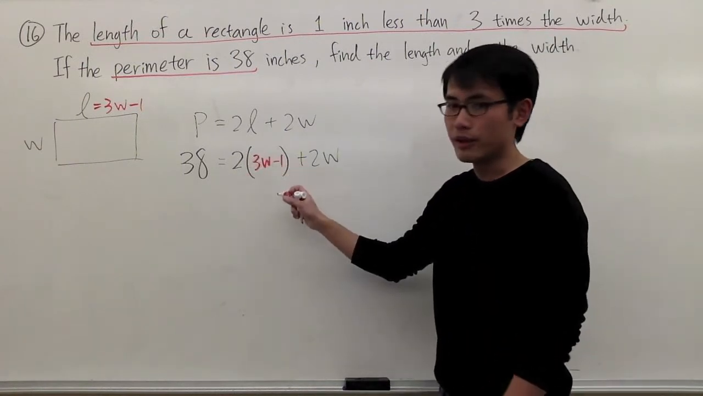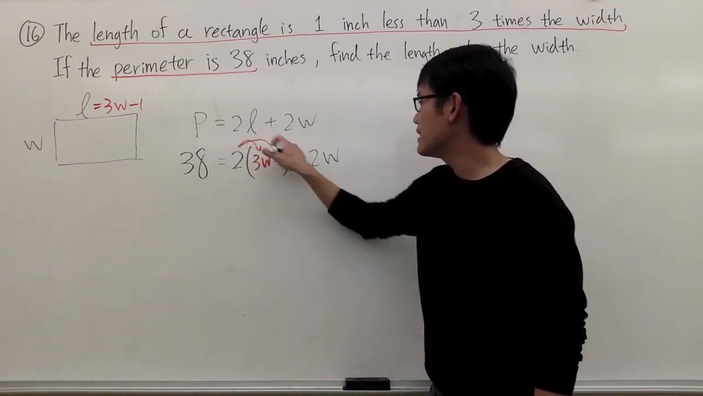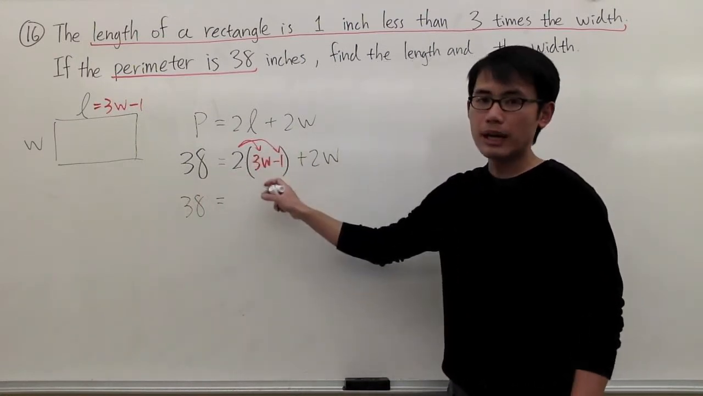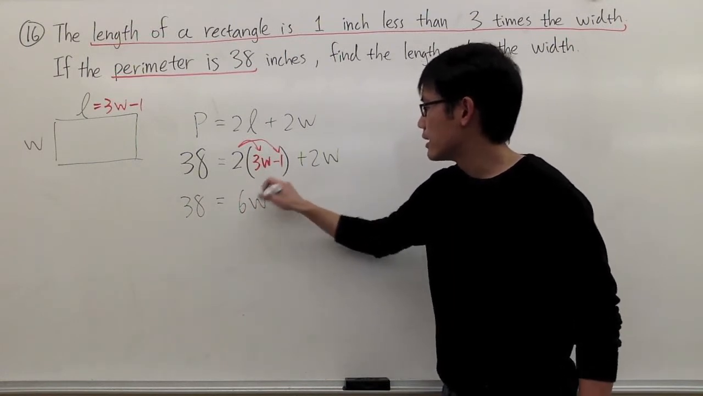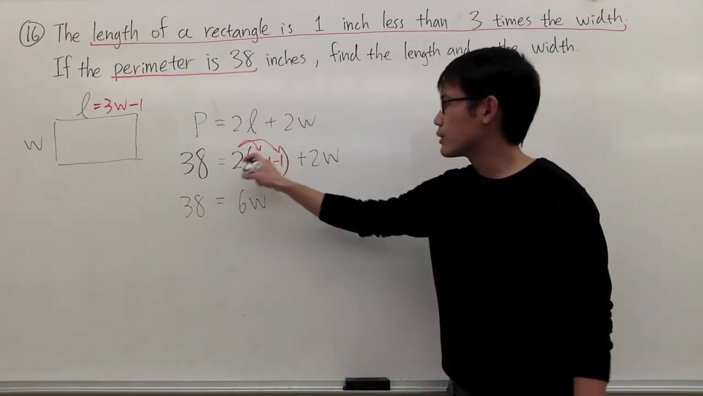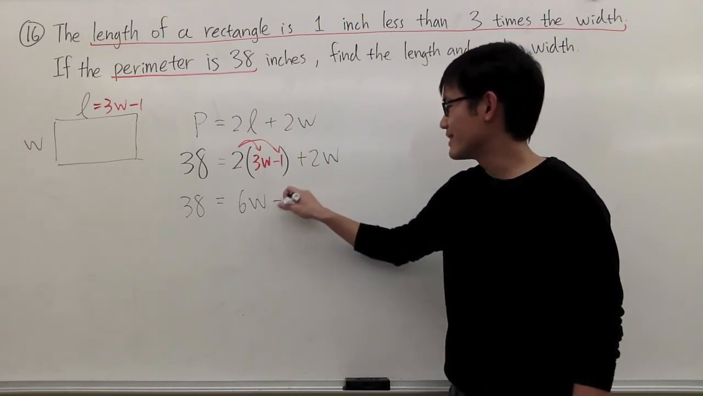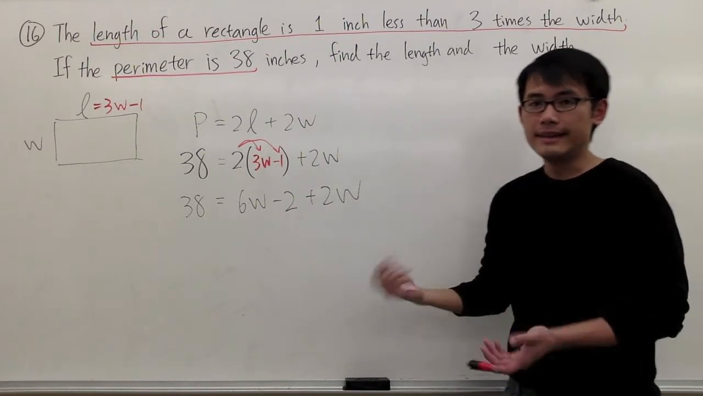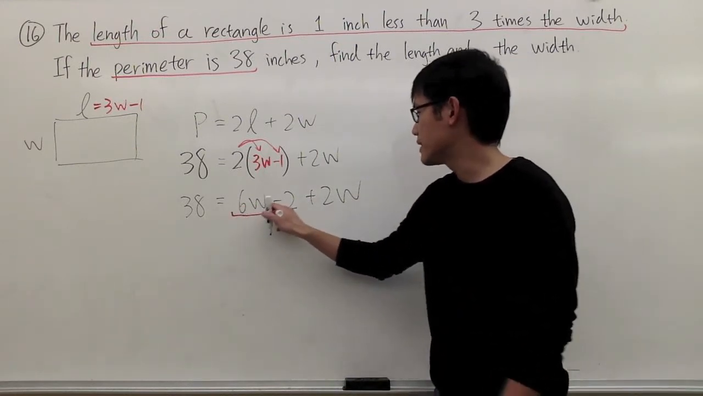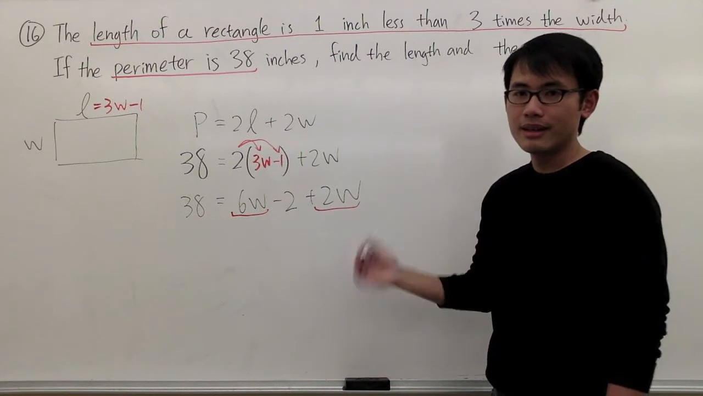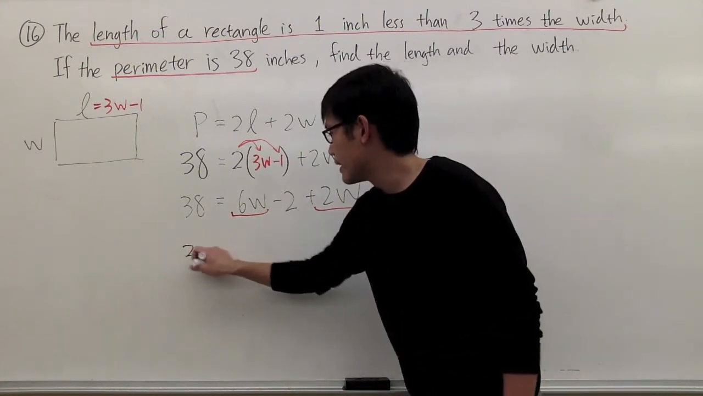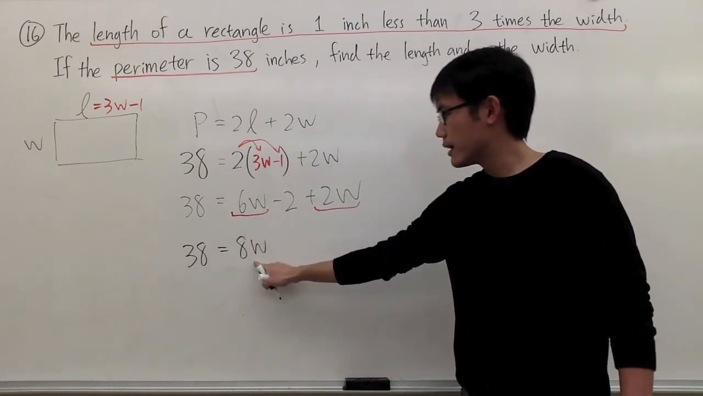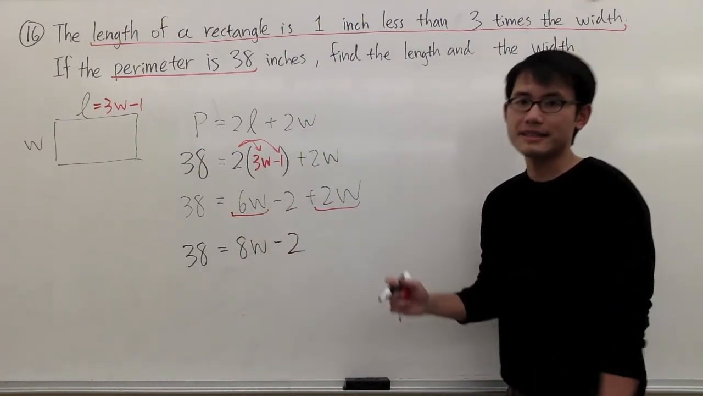I have a 2 in front of this parentheses. I will have to distribute the 2 inside, and I will write down 38 equals 2 times 3w. That will get us 6w. 2 times negative 1, which is minus 2, and plus 2w like that. And then let's combine terms. We have 6w here and 2w here. That's 8w. So we have 38 is equal to 8w minus 2, just like that.